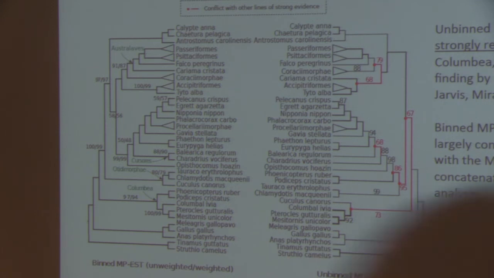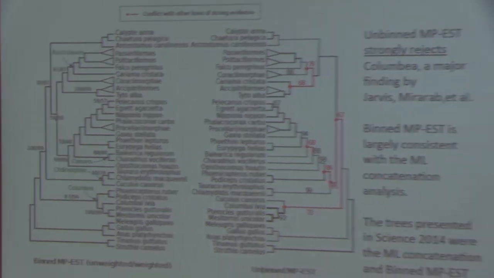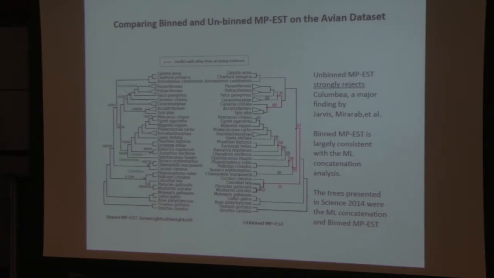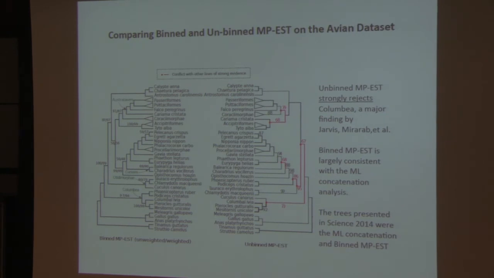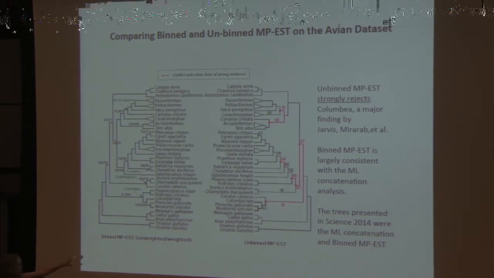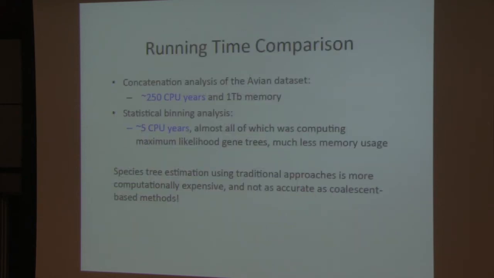So it's just showing you that you can actually have a big impact on a biological data analysis this way. Any questions about this? So in the end, this is what we published. In the Science paper, we published the statistical binning version of MP-EST, which is here, along with the concatenation analysis. So then we didn't have conflict. We started off with conflict, we came up with a better method, and then we didn't have conflict. Okay, running time comparison: 250 CPU years for the concatenation analysis, 5 years with the new analysis. So it's a big reduction in running time.